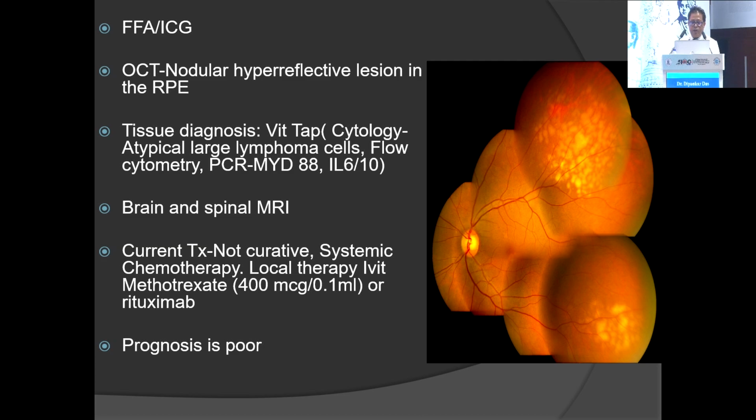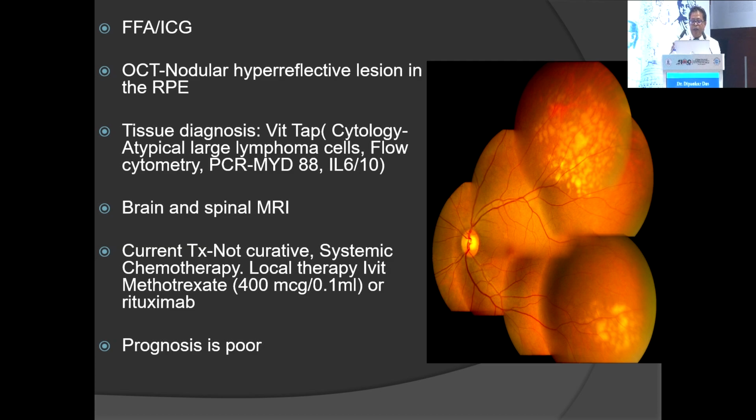For tissue and fluid diagnosis, you can do a vitreous tap for cytology for atypical large cell lymphoma cells, flow cytometry for CD3, CD20 and others, and PCR for MYD88, which is basically a genetic mutation, and IL-6 and IL-10 levels.